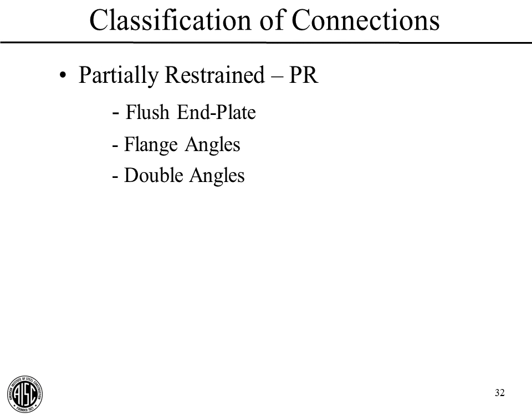Okay, how about partially restrained? They're PR moment connections. A flush end plate can be one of those if it's not designed properly in the Design Guide 16. We can also have flange angles and double angles that can be used for partially restrained moment connections.